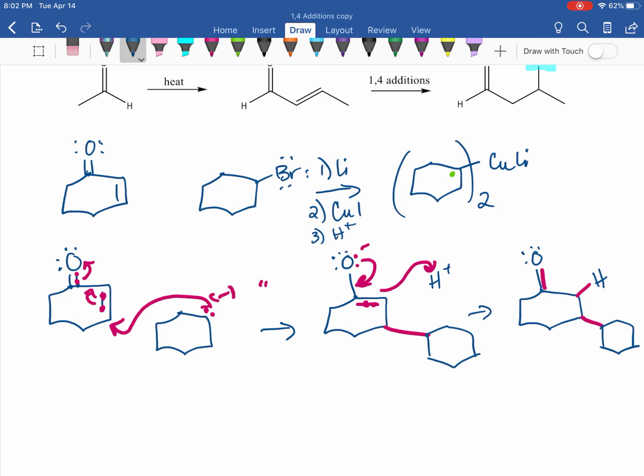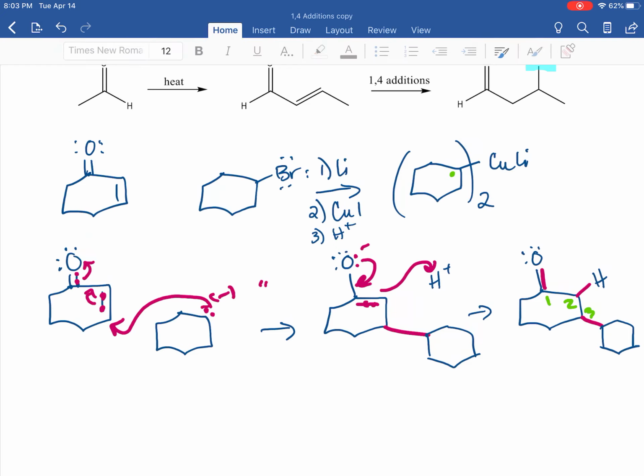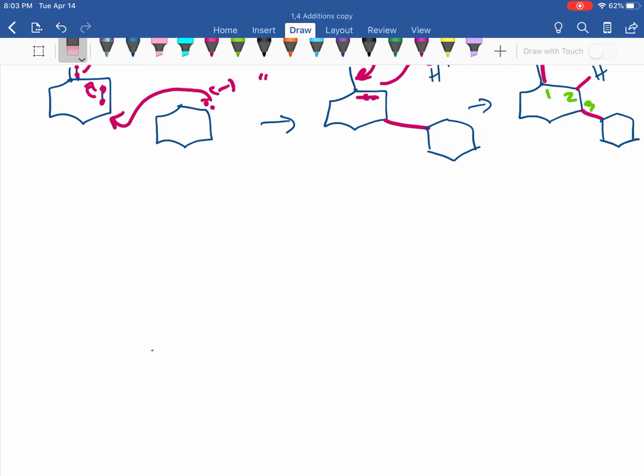What a great way to substitute in all kinds of ways on our cyclohexanone. So the Gilman is a pretty good way to start adding stuff. Just remember, where is it going to end up? 1, 2, 3. And that number 3 spot, you can add any kind of alkyl chain. It's pretty fun. All right, let's take a minute and I'm going to scroll down just a little bit. Let's do the last one.